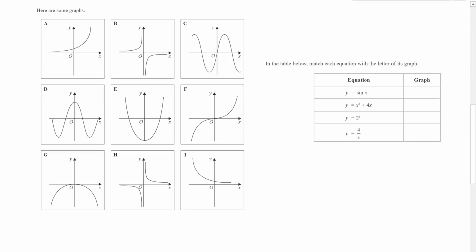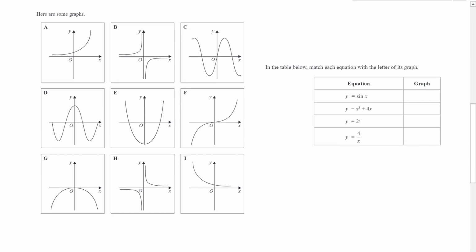Okay, so now let's have a go at a little bit of a trickier question, where instead of getting you to draw any of these graphs, they just want you to recognize what type of graph these things are. So they've given you a representation of all of these graphs that all have different equations, and they've given you a table that is going to ask you which one of these equations is which one of these graphs. So y equals sine of x.